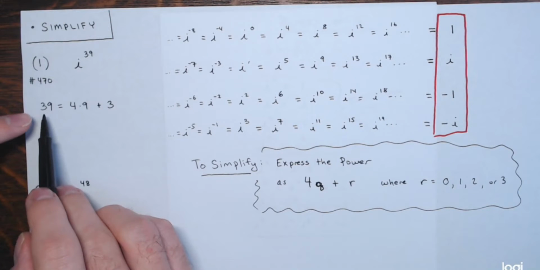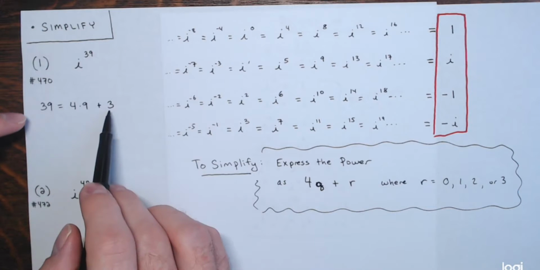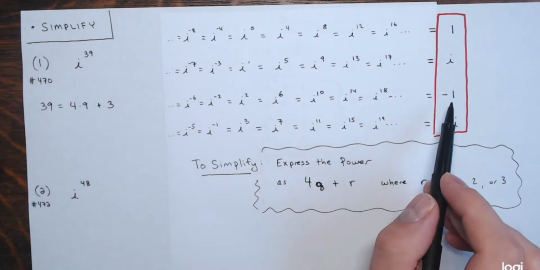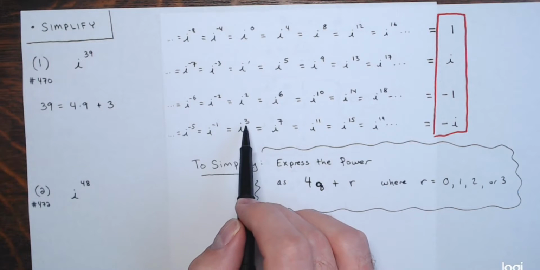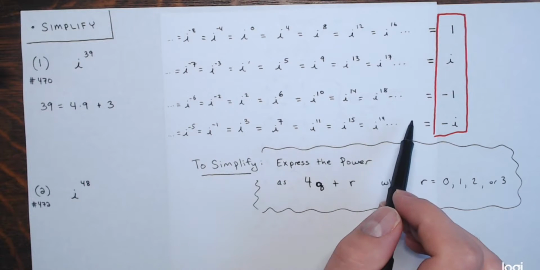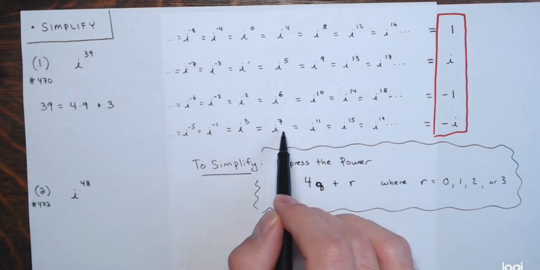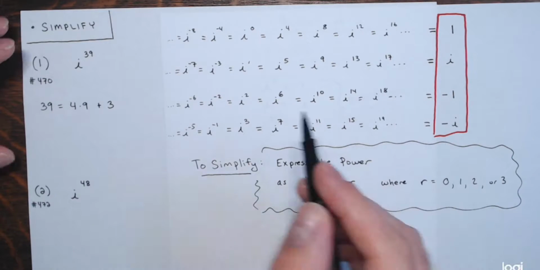So, i to the 39th power, you will see, is the same as i cubed, which is going to be -i. Right? Because if you think about it, if you were to start at i cubed, and then you just have to add 4 9 times to get i to the 39th. So i cubed is in this same row as i to the 39th, which would be -i.